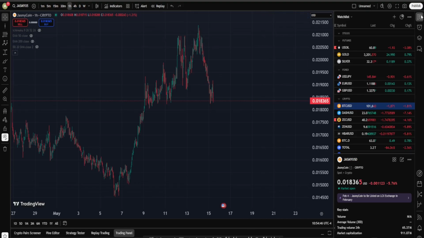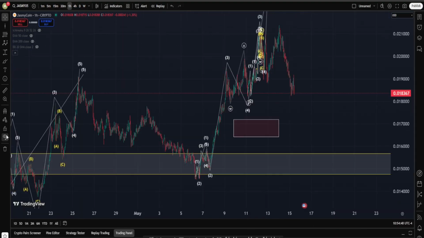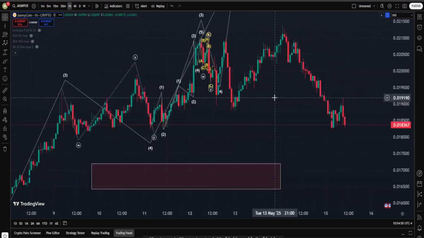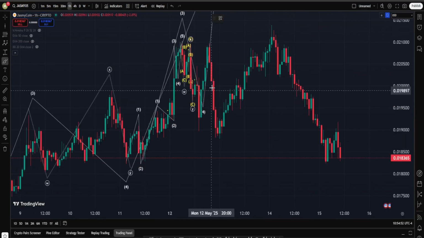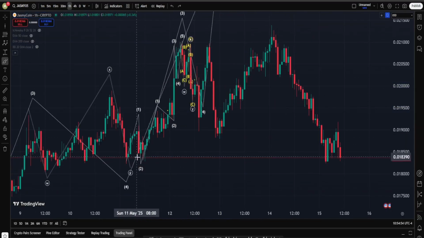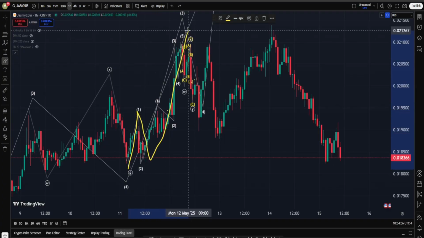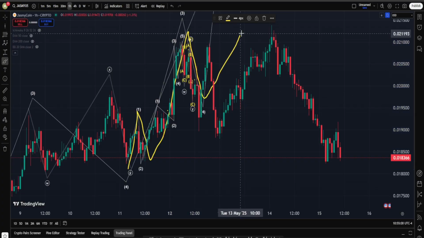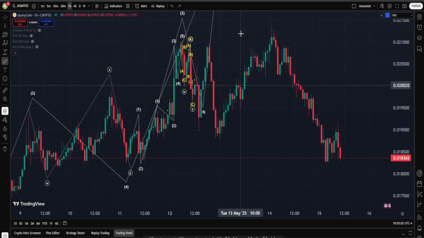Okay, hi everyone, welcome back, and in this video we are going to check out JasmyCoin's price chart. If you remember, in the previous update I believe we were right in here, and the idea was this is a 1-2 decent move up into wave 3, and we want to say this is a correction for 4, and we can expect one way or the other another move up into wave 5.